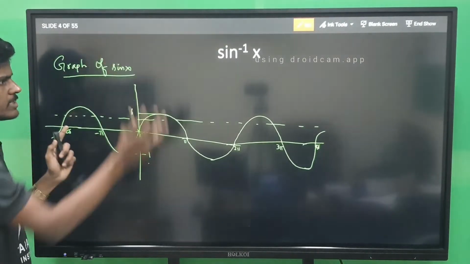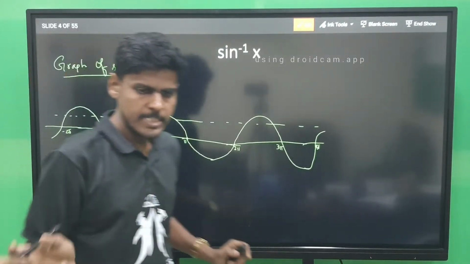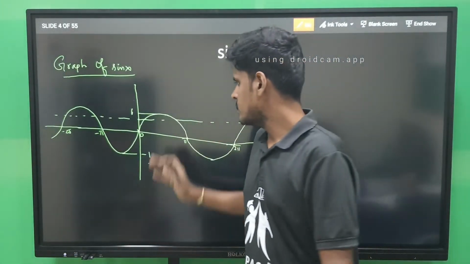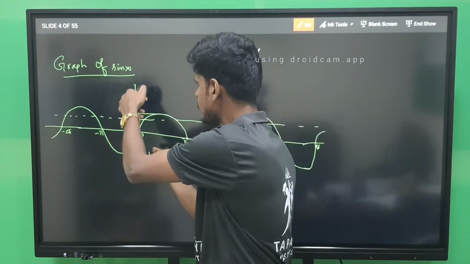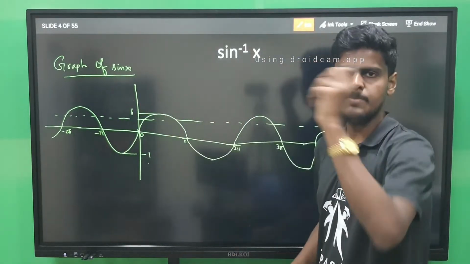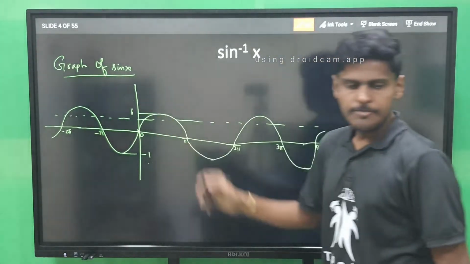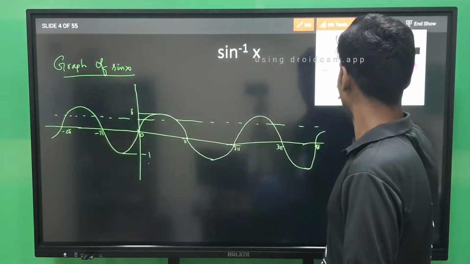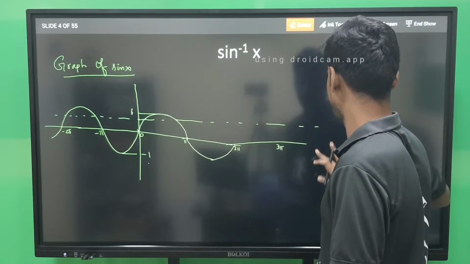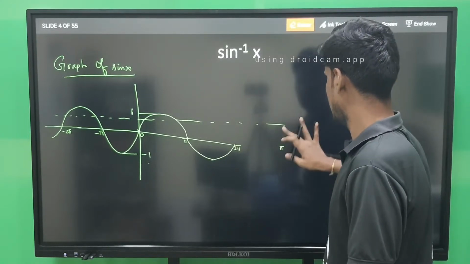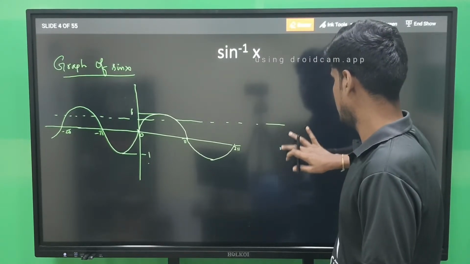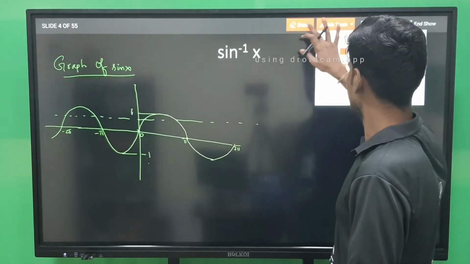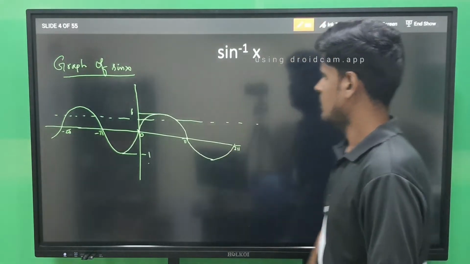Now what is the inverse of this function? Range becomes codomain and codomain becomes range. That means this minus 1 to 1 range of the trigonometric function becomes the domain of inverse trigonometric functions. Let's assume up to this. Okay.